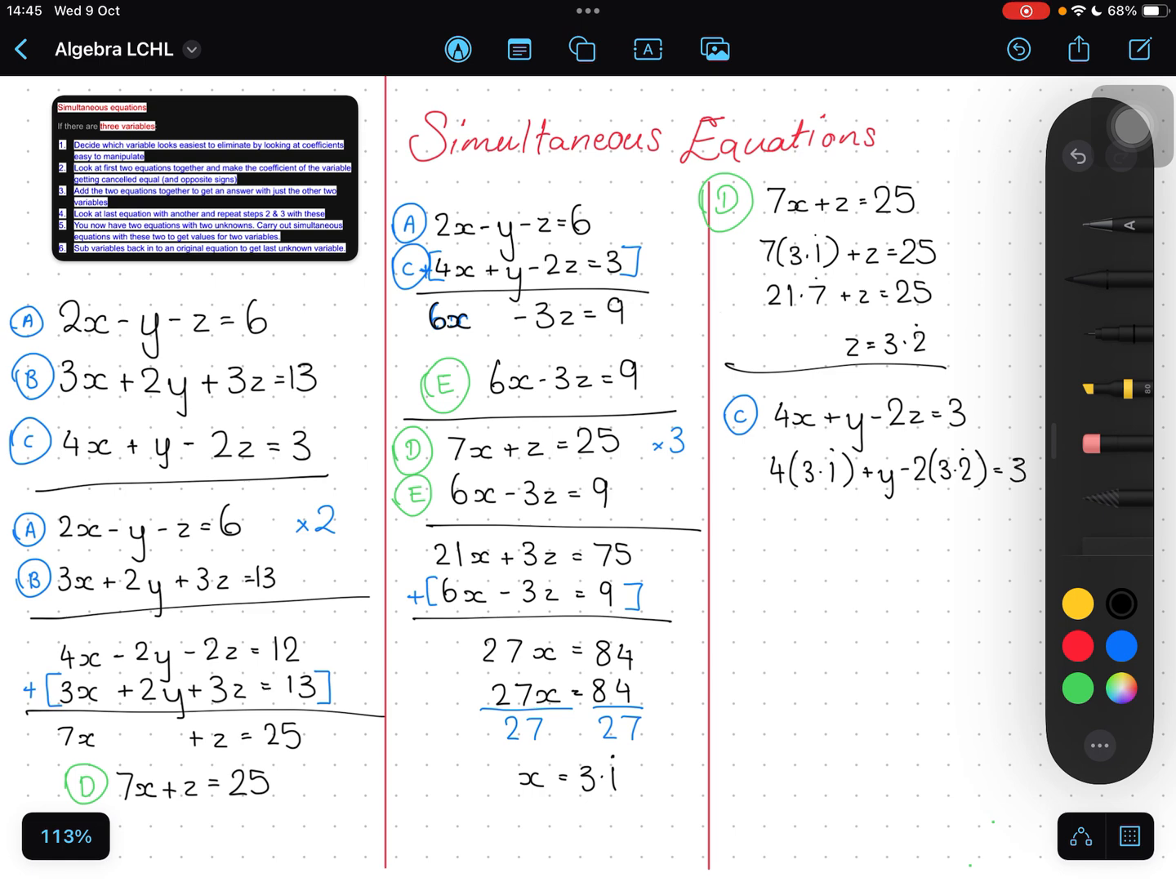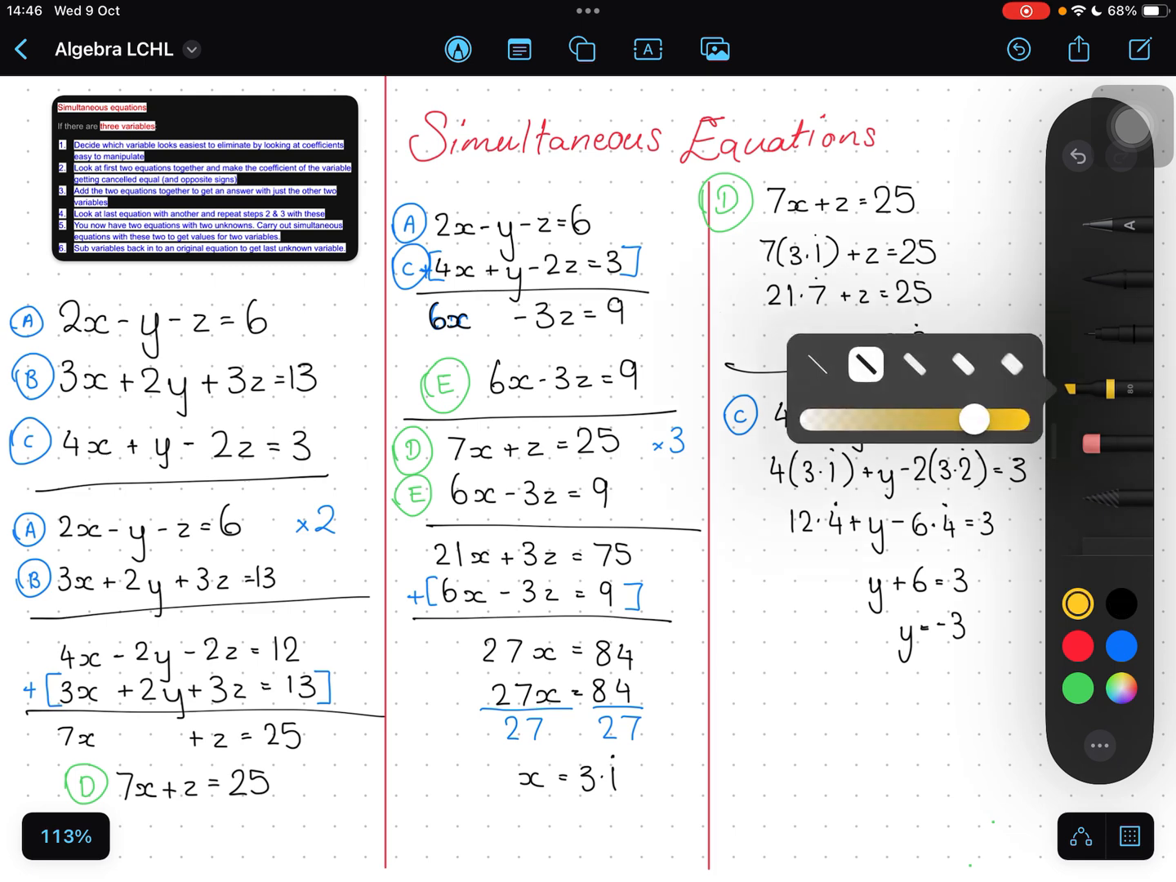So we need to rearrange to find y. 3.1 recurring by 4 is going to be 12.4 recurring, plus y, minus 6.4 recurring, is equal to 3. So y plus 6 is equal to 3. When we take 6 from each side, y is going to be minus 3. So now we have found each of them.